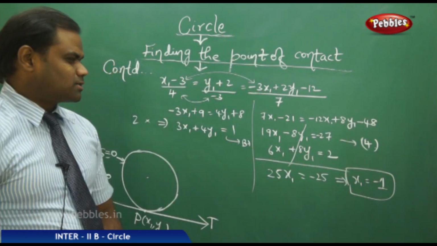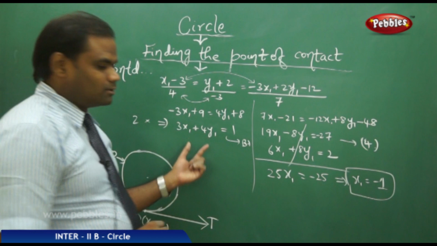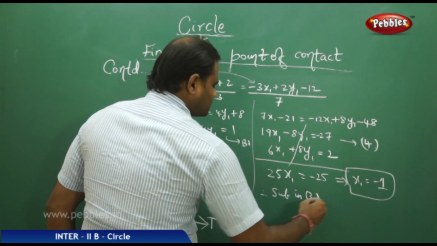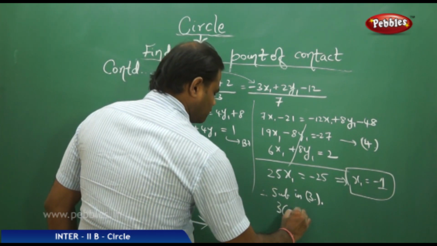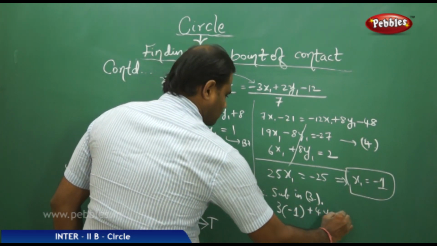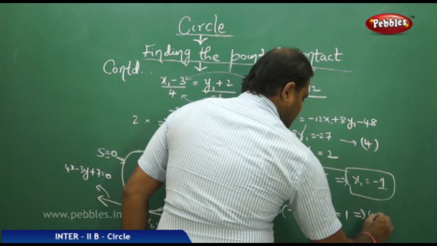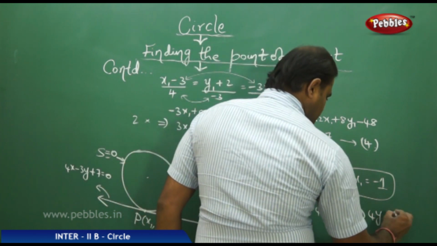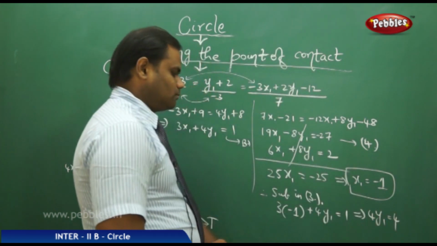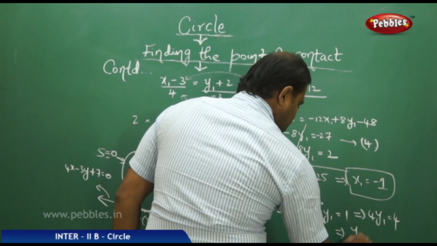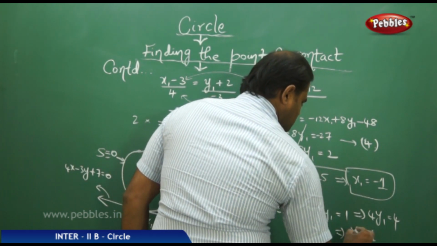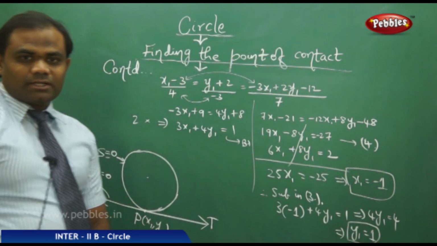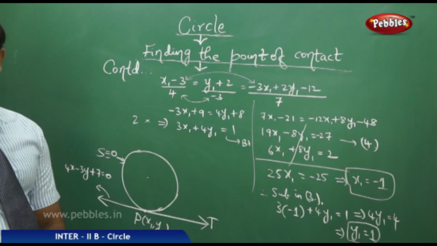So I get the value of x1 is minus 1, which I substitute here. Therefore, substituting in 3, I get 3 times minus 1 plus 4y1 equal to 1. That implies 4y1 equals 1 plus 3, which is 4. That implies y1 equals 1. So x1 is equal to minus 1 and y1 is equal to 1.